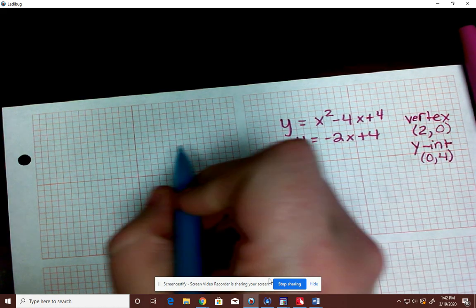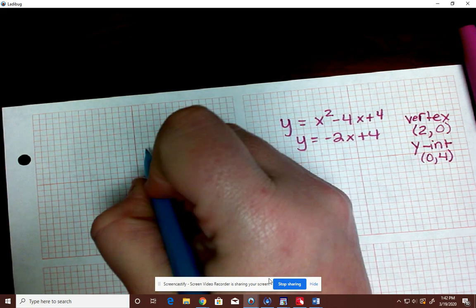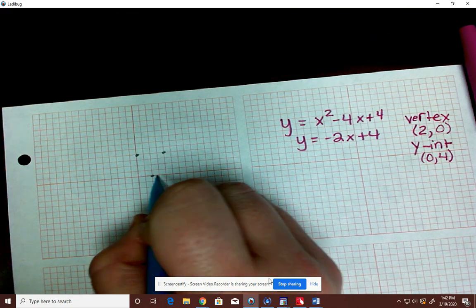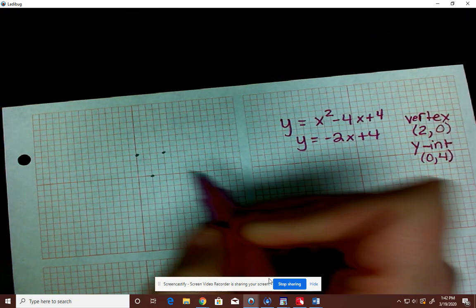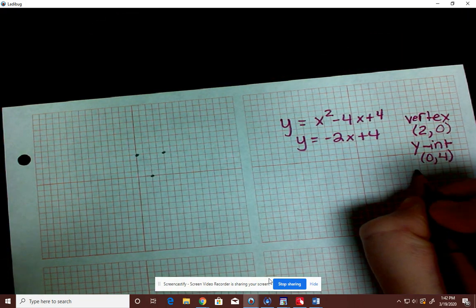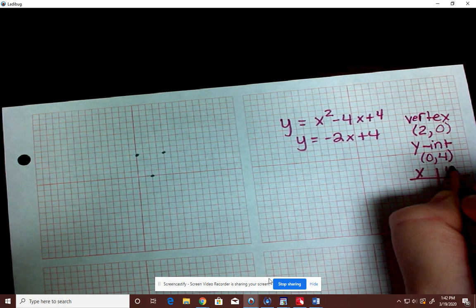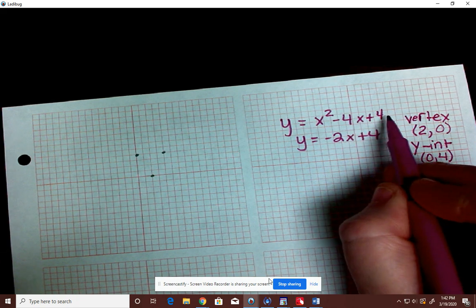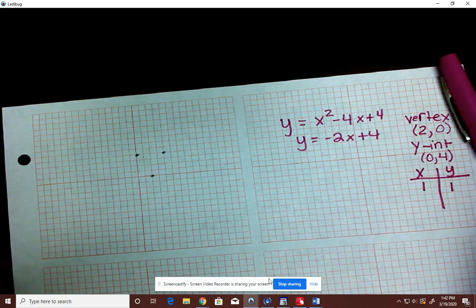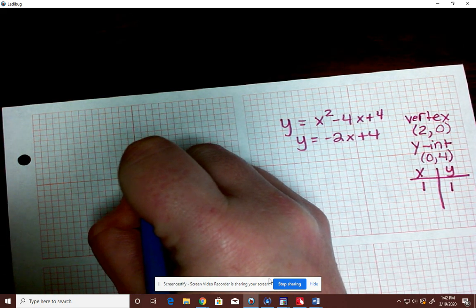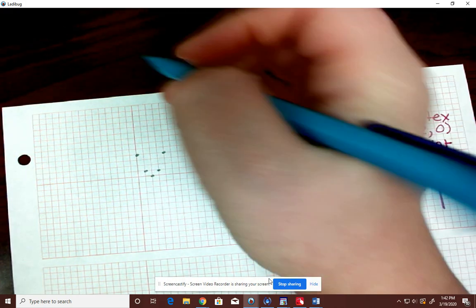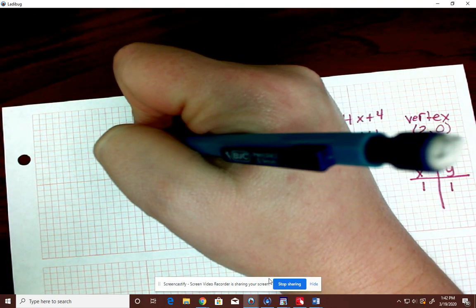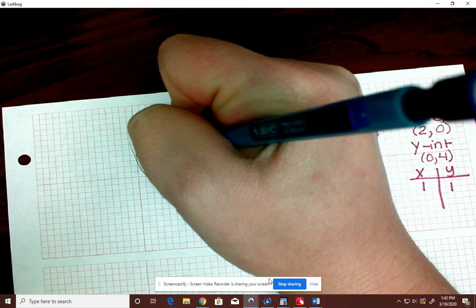If I go to graph this, here's 2, 0, here's 0, 4, use my axis of symmetry. So that is the x-intercept. So I don't have to solve that, but I do need some more points. So let's say I plug in 1. 1 squared minus 4 plus 4 will give me 1. So the point 1, 1, and then use my axis of symmetry. You may have to find other points to see exactly where things intersect, so be ready to use a table.